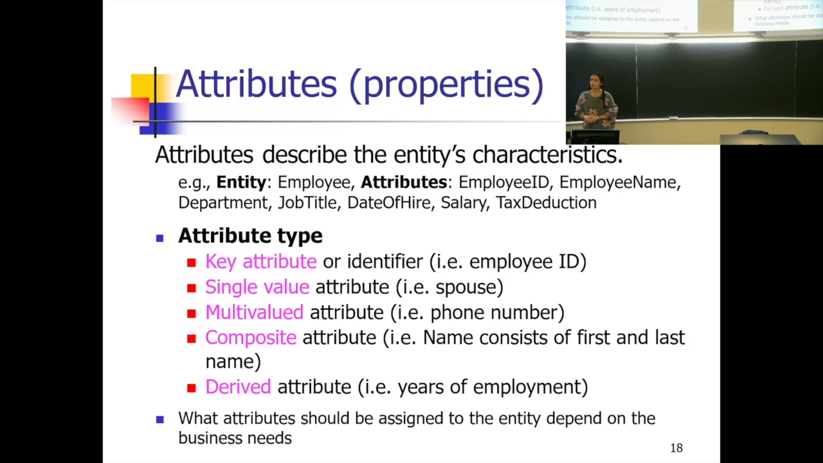Composite attribute like what? Composite attribute. Give me an example of composite attribute. Name, full name, right? Contains first name, last name, address, including street number, street name, and so on. Derived attribute, it is computed from several other attributes and one other attribute. Like what?